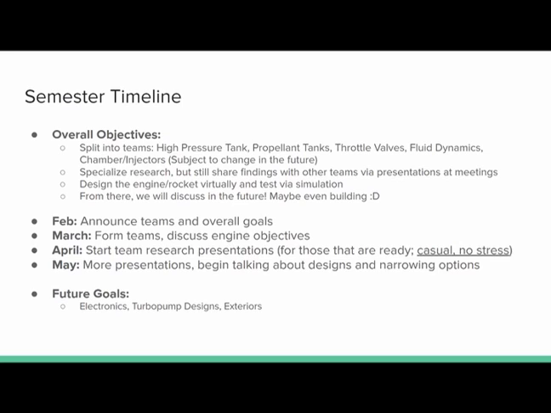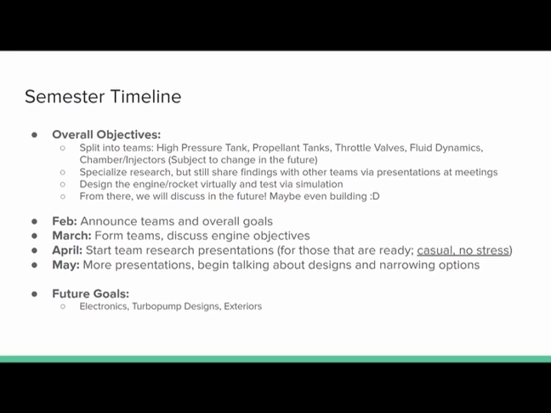This is the general timeline for the spring 2021 semester. This is going to be taken month by month, so if it looks like a lot at first, don't fret. Overall, we are going to be splitting into teams to, like David said, get serious. And these teams will focus on specific areas of our rocket engine because it's complicated, and specialization will allow us to research more in depth and share those findings with the other teams. And this will be done with presentations at meetings.